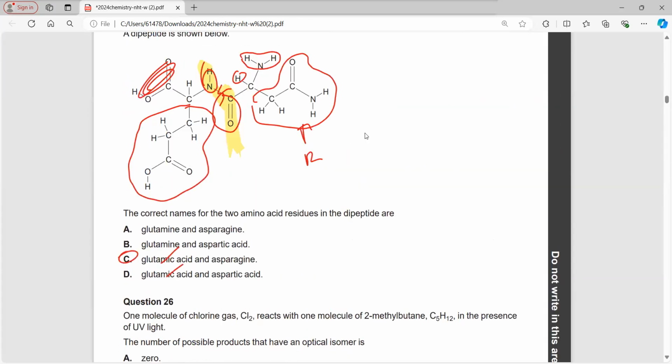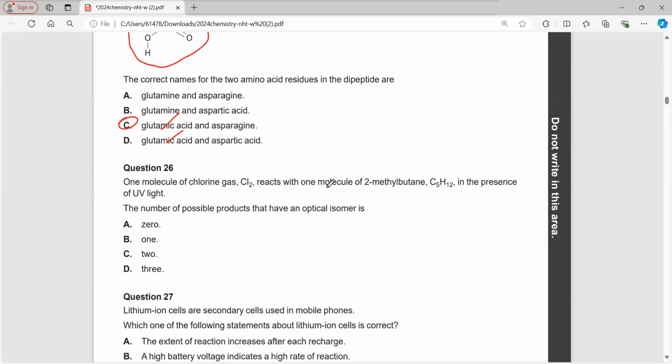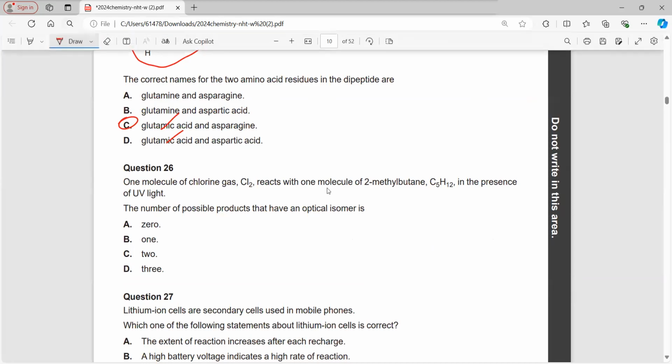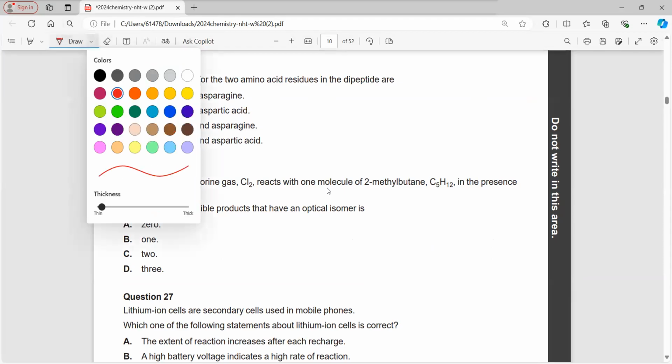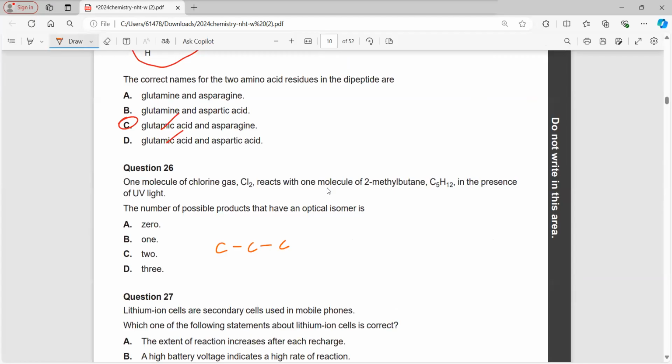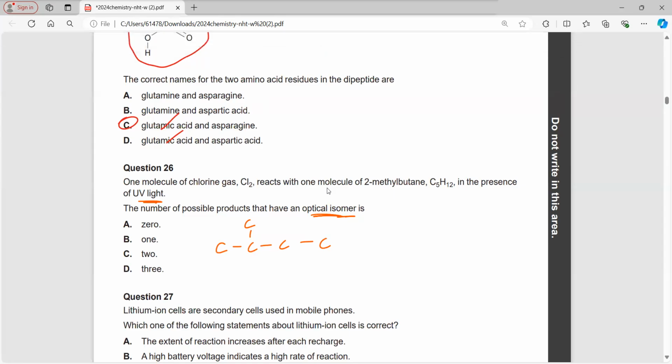So asparagine, perfect. One molecule of chlorine gas reacts with one molecule of 2-methylbutane. What does 2-methylbutane look like? Something like that. In the presence of UV light, the number of possible products that have an optical isomer is... In order for something to have an optical isomer, it needs to have a chiral carbon in it. What's a chiral carbon? A carbon that's connected to 4 different functional groups, right?